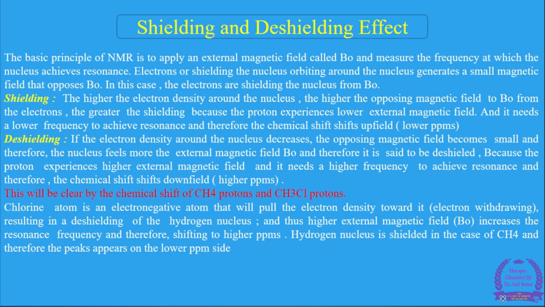This will be clear by the examples of CH4 protons and CH3Cl protons. Chlorine atom is an electronegative atom that will pull the electron density toward it, that is electron withdrawing group, resulting in a deshielding of the hydrogen nucleus, and thus higher external magnetic field, that is B0, increases the resonance frequency and therefore shifting to higher ppm. Hydrogen nucleus is shielded in case of CH4, and therefore the peak appears on the lower side.